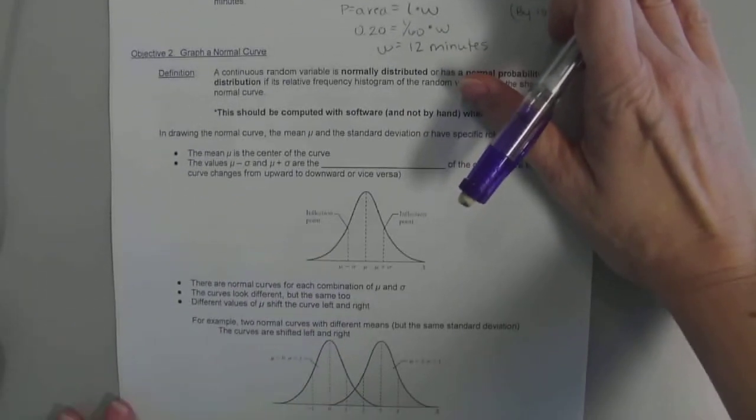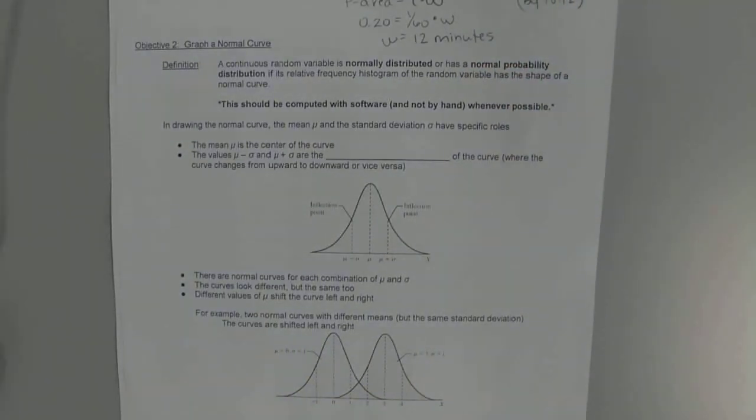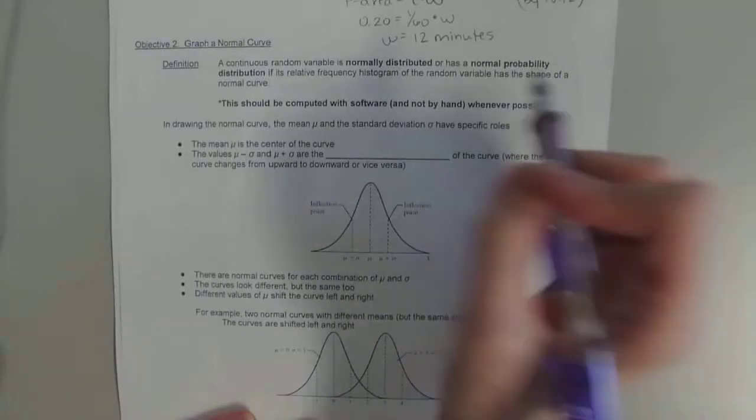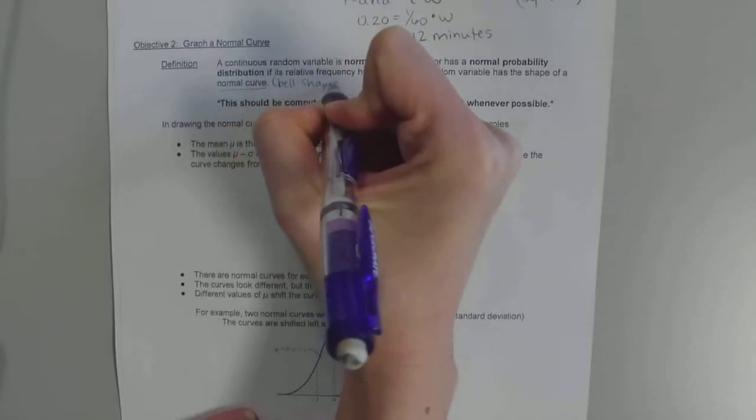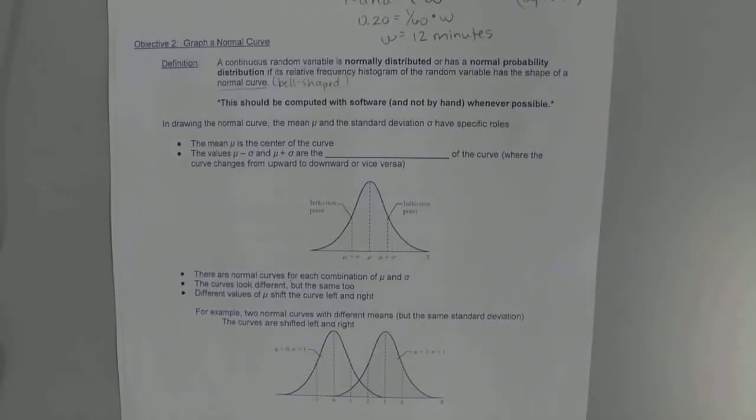So let's start talking about the normal curve. A continuous random variable is normally distributed or has a normal probability distribution if its relative frequency histogram has the shape of a normal curve, aka a bell curve, okay? This is a lot more realistic in real life. A lot of things, for example, height. In general, most people are around this average height. Some are shorter, some are taller. Weight, same idea. Most people are around this average weight. Some are heavier, some are lighter. So a lot of things follow this bell-shaped curve where a majority of people are in the middle, and then we have those little bounds. So this is more important than a uniform distribution.